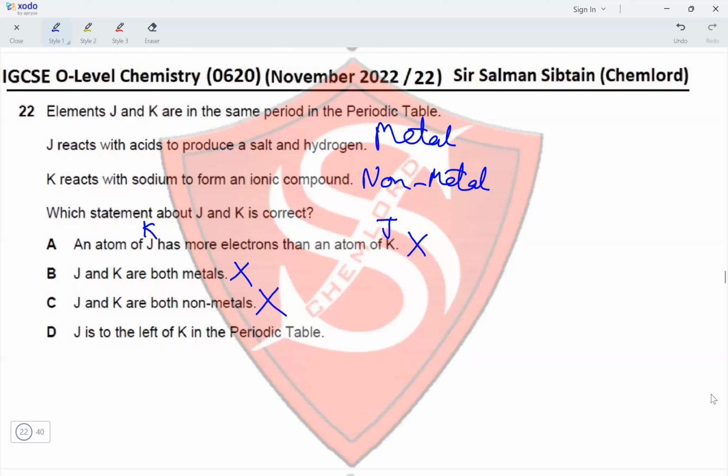Incorrect again. J is to the left of K in the periodic table. Yes, metals are found on the left of the periodic table. Non-metals are found on the right side of the periodic table. So this makes option D the correct option for this question.